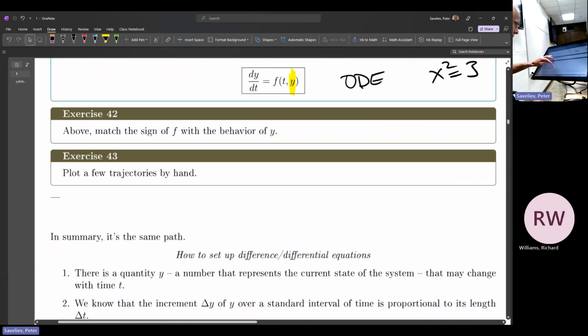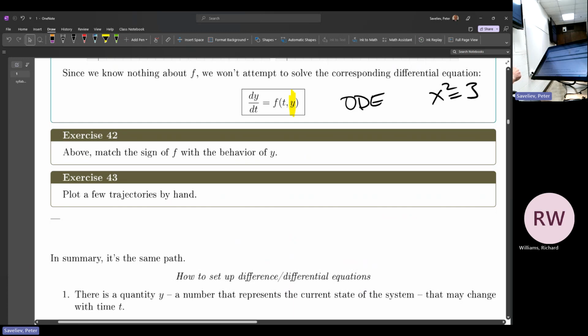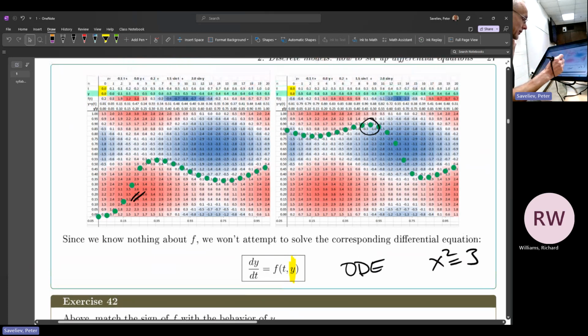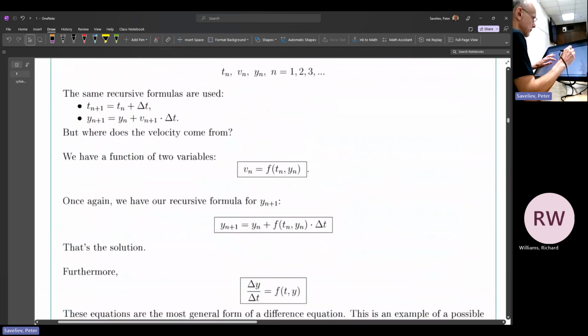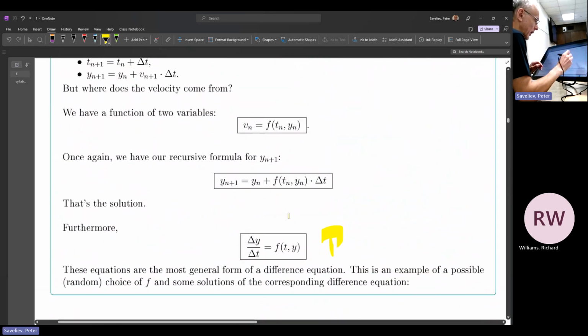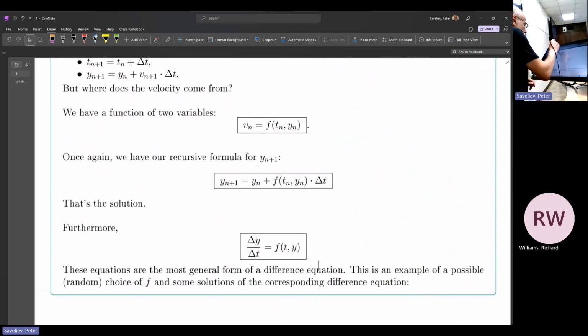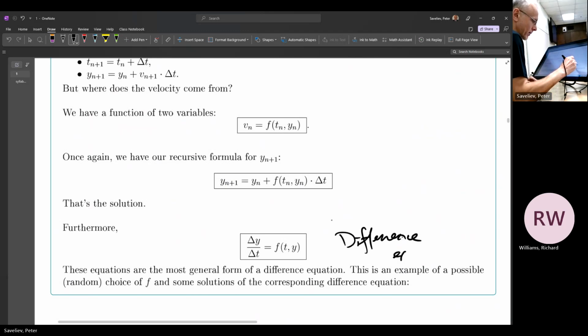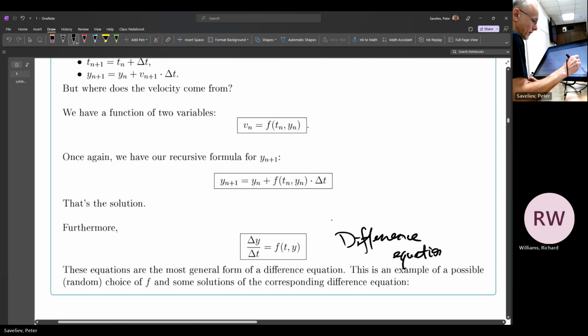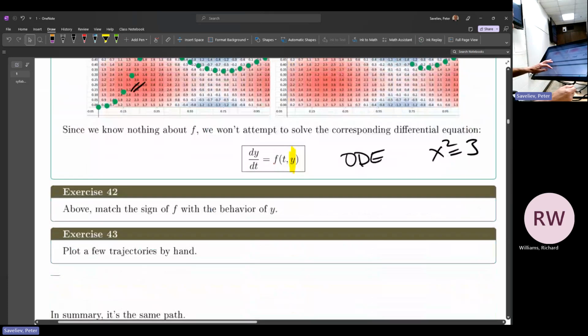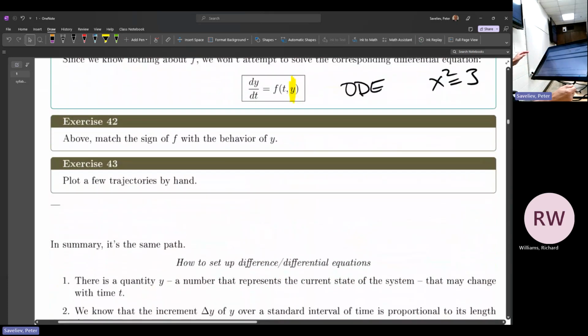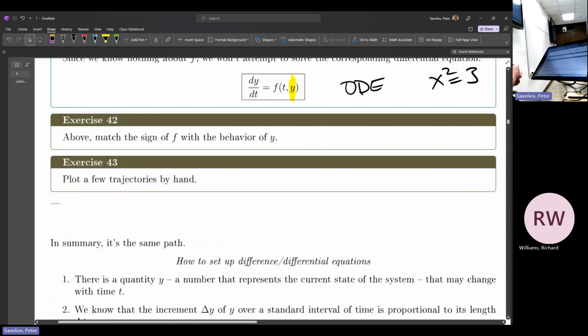Okay, let's summarize. It's how to set up a differential equation. So this is a differential equation, and any of these counts as a difference equation because it's made of differences. A differential equation refers to differentiation. So, there is a quantity y.